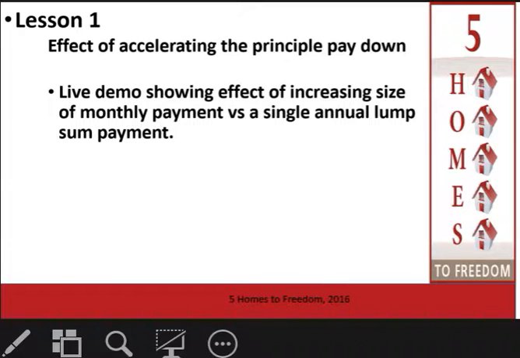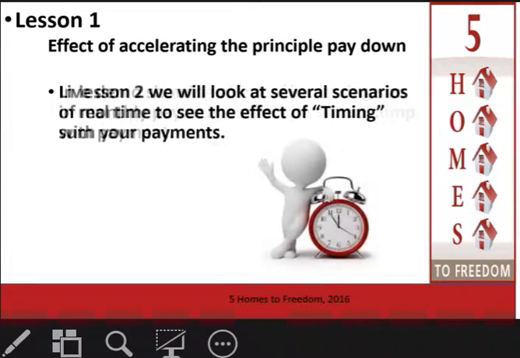Gotta love this technology. All right, so in our next lesson, we're going to take a look at that same mortgage analyzer calculator, but we're going to focus on the timing of the payments, whether it be weekly, bi-weekly, bi-monthly, etc. And we'll see what the effects are there as well. So that's the end of lesson number 1.